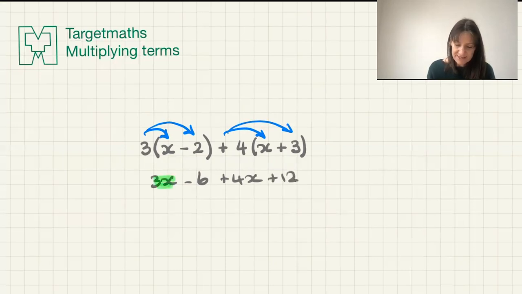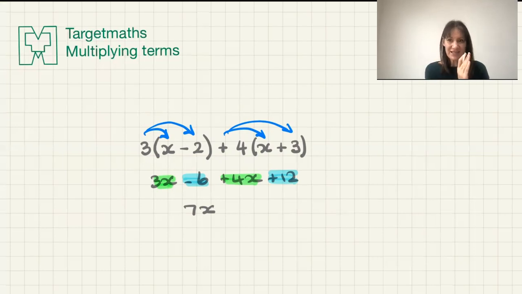We've got 3 x's and we need to add 4 more. So we've got 7 x's. Now we've got to look at our numbers. I'm at minus 6 and I've got to add 12. You could do it the other way around and say I'm at 12 and I've got a minus 6. Either way, it's going to get you to the right answer, which is positive 6.